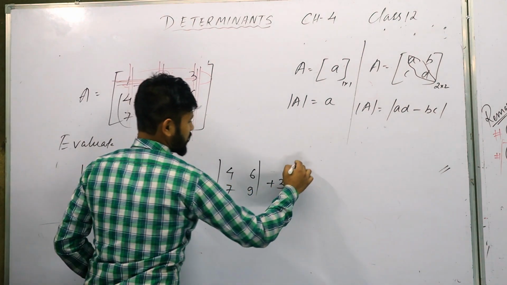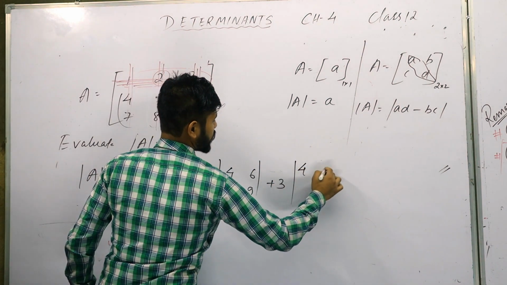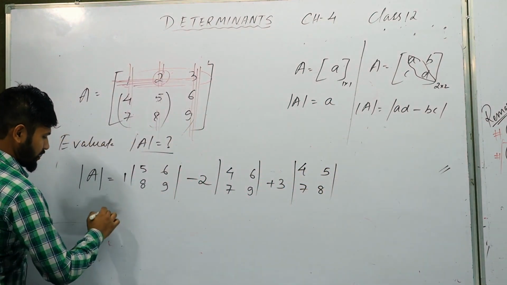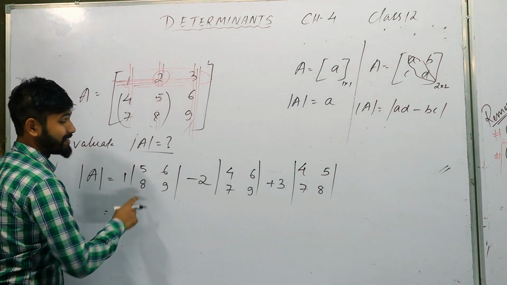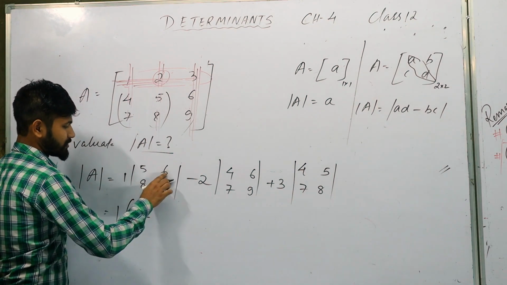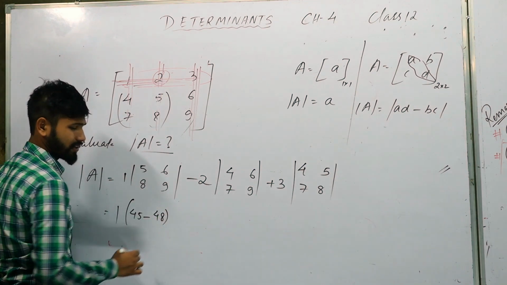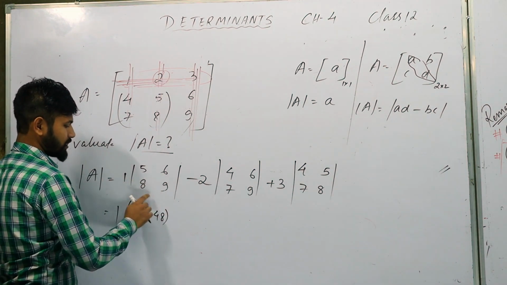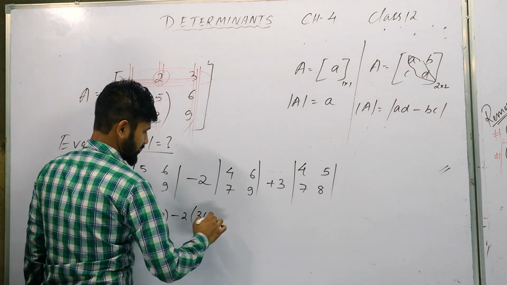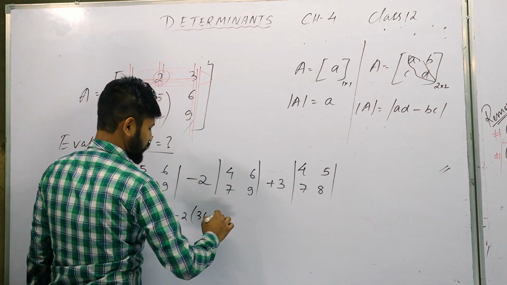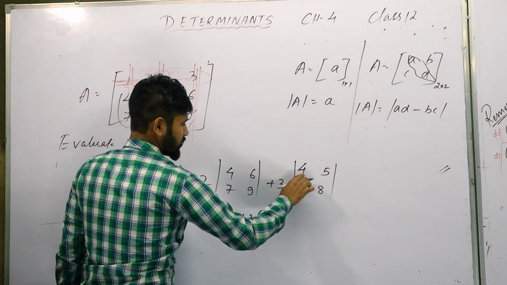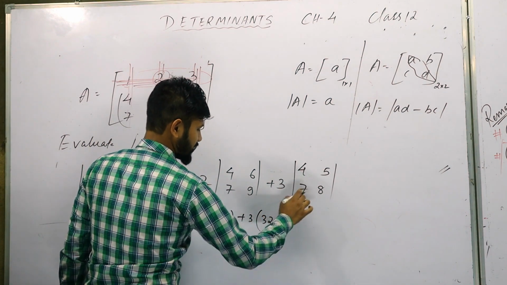Now, not in the bracket: 4, 5, 7, 8. That's all. Clear? So let me find the value now. I told you how to find the determinant of a 2 cross 2 matrix. 5 times 9 is 45 minus 6 times 8 is 48, minus 2, then 4 times 9 is 36, minus 7 times 6 is 42, plus 3, then 8 times 4 is 32 minus 7 times 5 is 35.